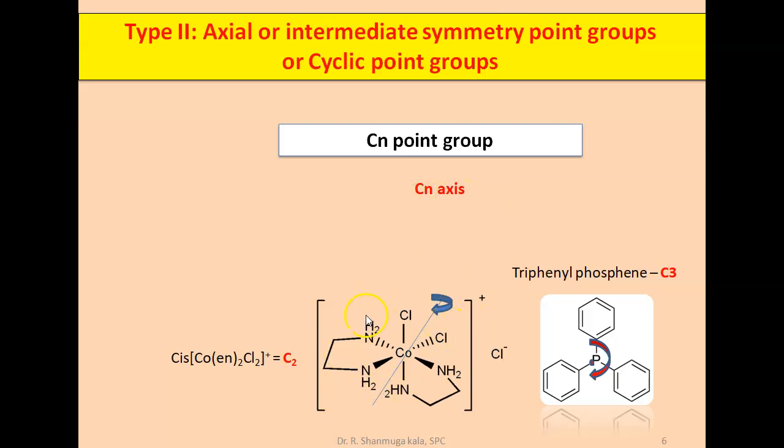One example is the cis cobalt bis(ethylenediamine) dichloro complex. Here when we rotate the molecule about this axis, these two en groups are exchanged, and these two chlorines are exchanged by rotating this molecule by 180 degrees, hence the axis is C2. So here the point group is C2. In this case, triphenylphosphine, the axis passes through the center of the phosphorus, and we rotate the molecule thrice, by 120 degrees, and the point group is C3. No other symmetry operations are present in this molecule.